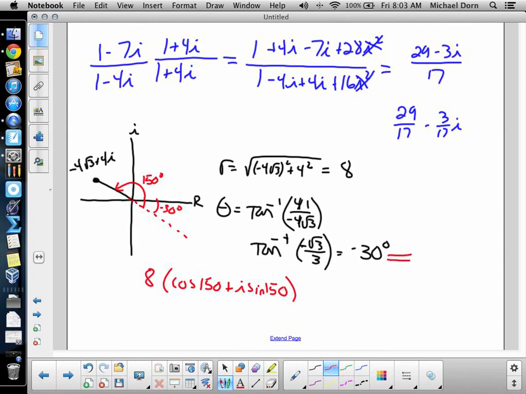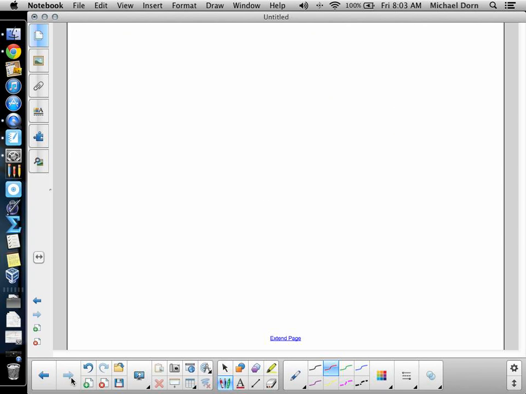So we do have to go through a quadrant change to 150 degrees. Negative 30 is not the correct angle because it's in the wrong quadrant. A lot of people have the quadrant error. So do a sketch. See where your point is before you start working with it.